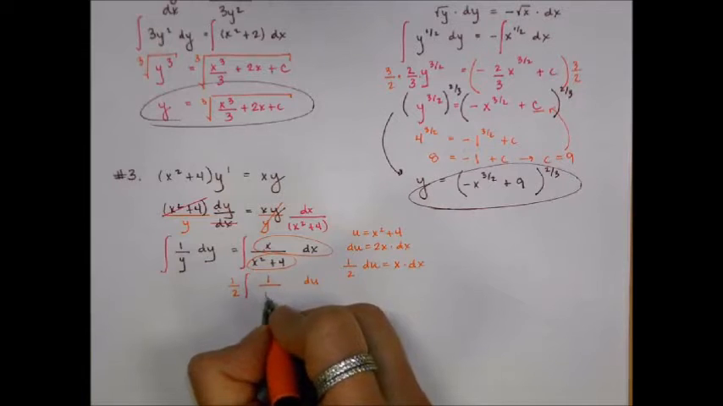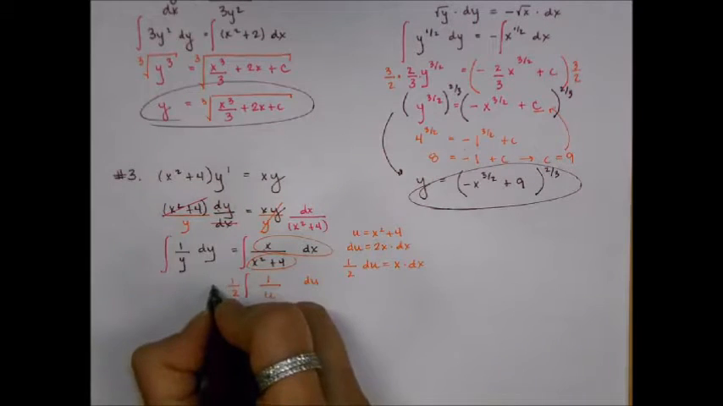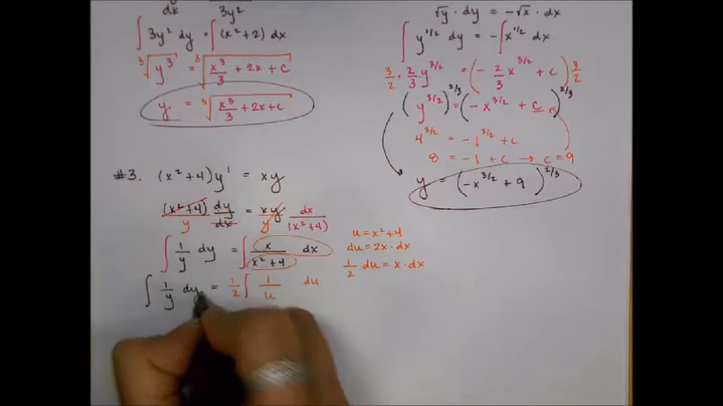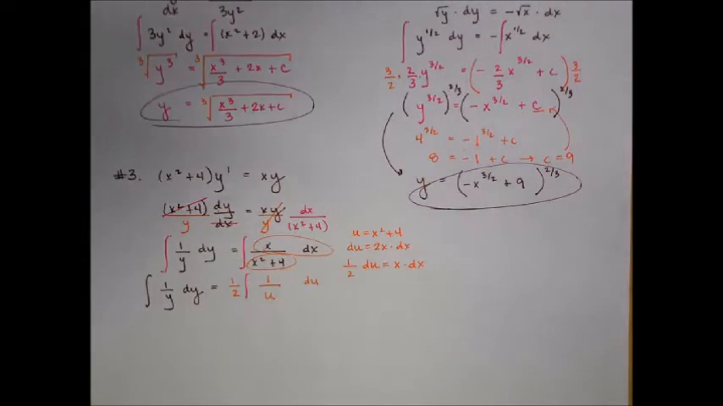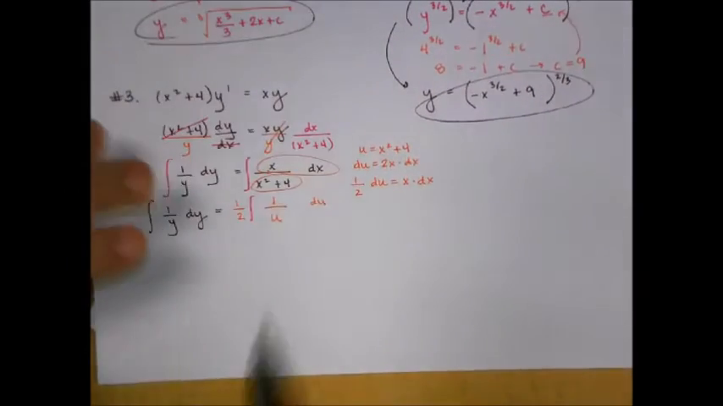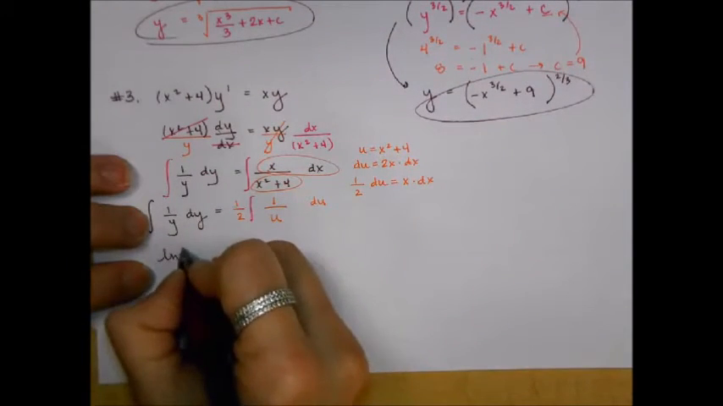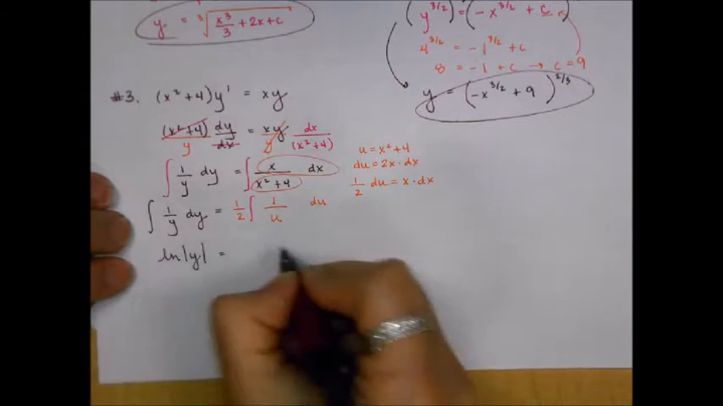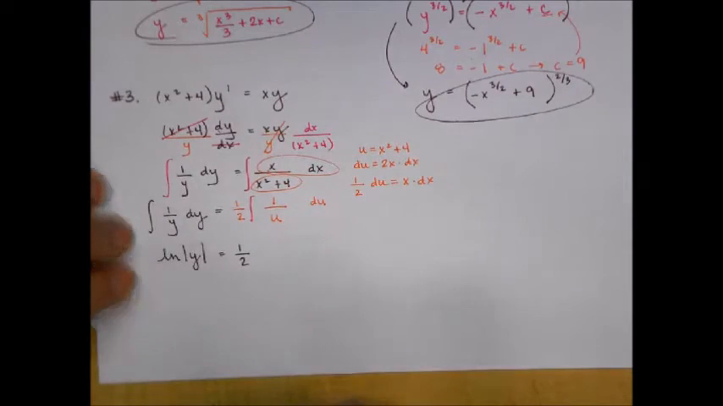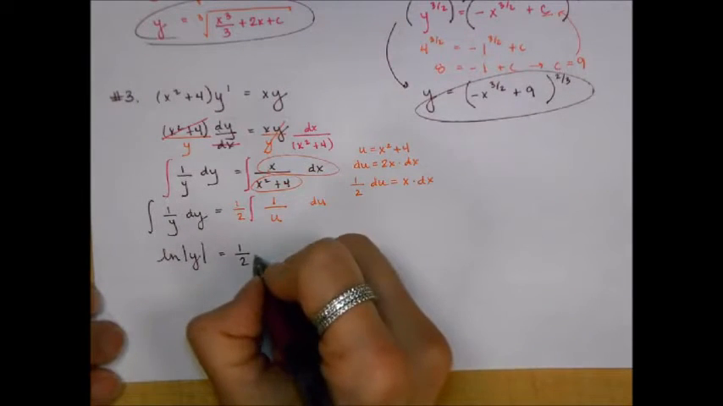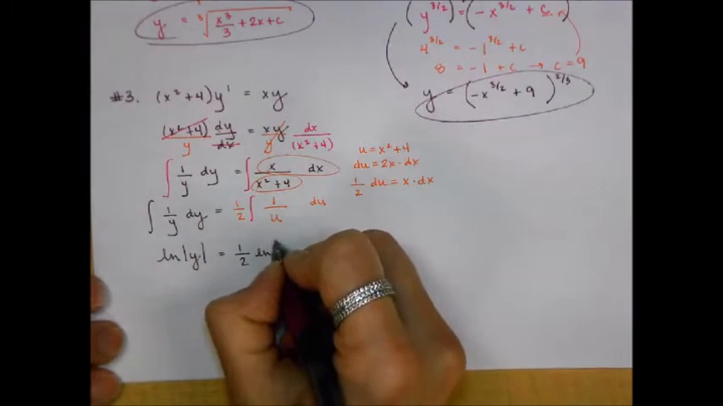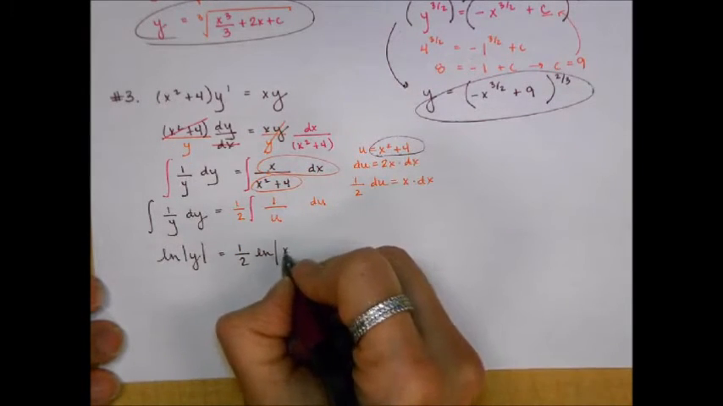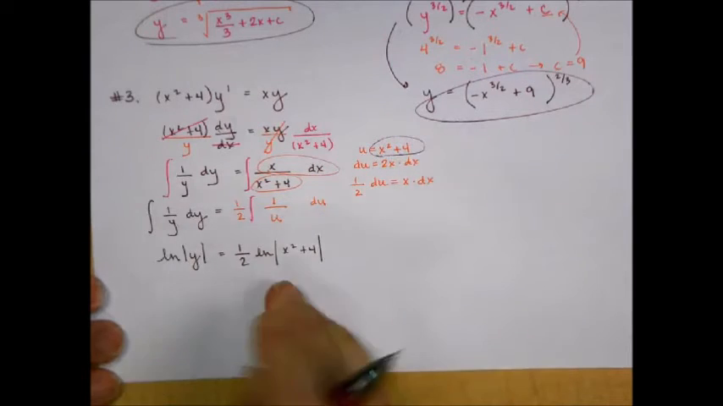The left side is still the integral of 1 over y dy. So here on the left side, we'll integrate 1 over y back to the natural log of the absolute value of y. On the right side, we keep that coefficient 1/2. Integrating 1 over u is the natural log of the absolute value of u, which was x squared plus 4. So we certainly don't need to keep these absolute value symbols, plus c.